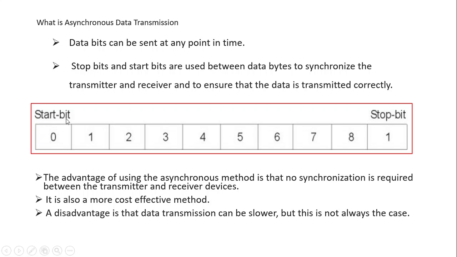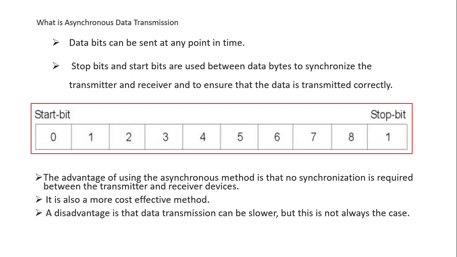Here you could see this is the start bit. See my mouse movement here. The beginning is here, the start bit, and here is the stop bit. So between the start bit and stop bit, the data is transmitted. Once the start bit is initiated, afterward the data is transmitted.